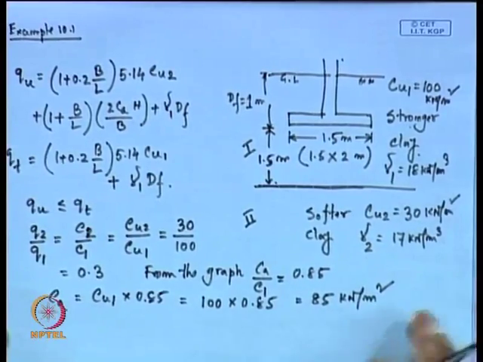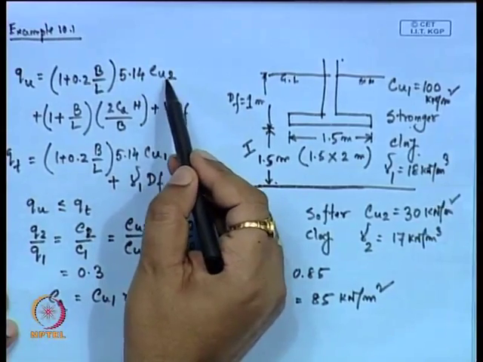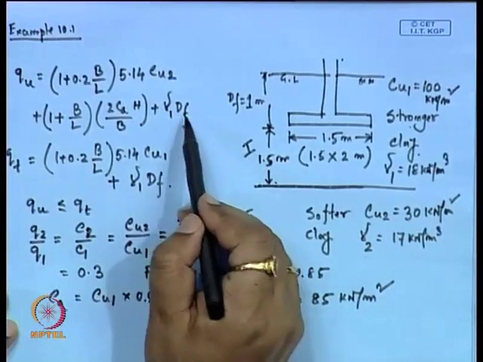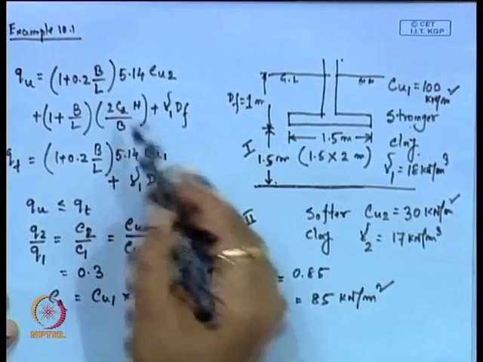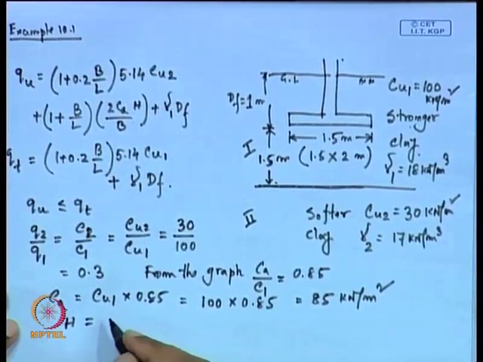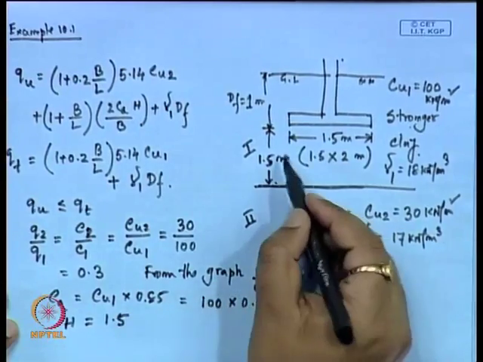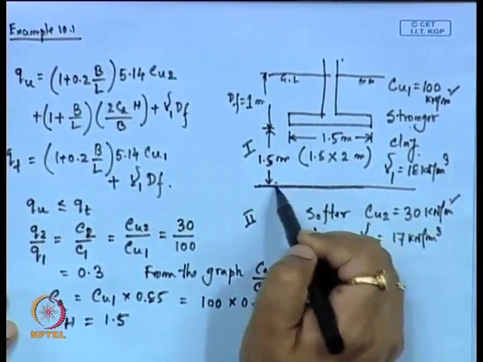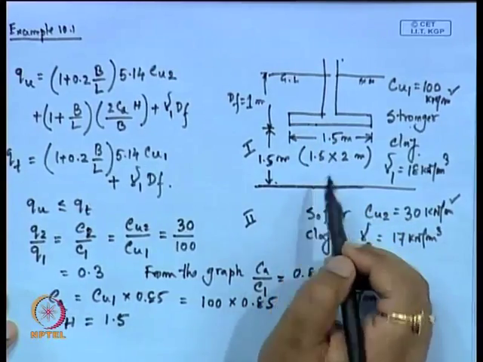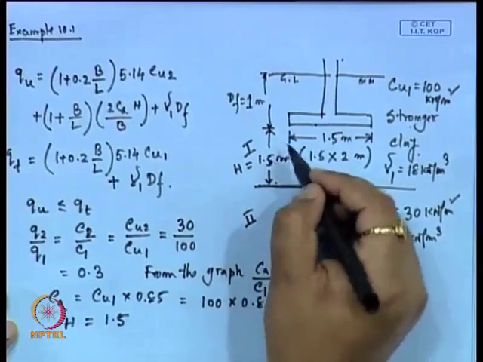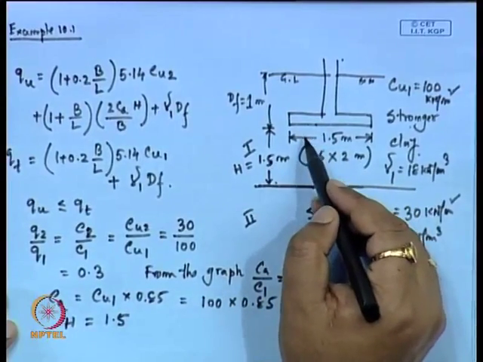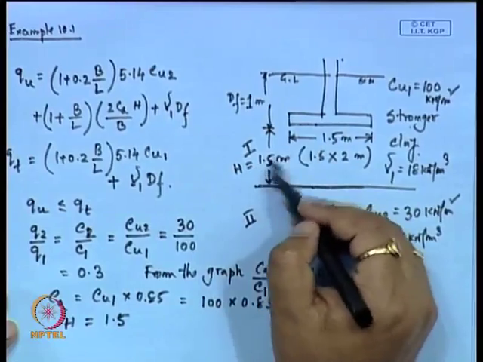Now, from this expression, we know Cu2 is 30, gamma 1 is 18 kilonewton per meter cube, Df is 1 meter, and Ca you have calculated as 85, and the H value is equal to 1.5. This H value is basically the depth of the second layer, the starting point of the second layer from the base of the foundation. So in this case, H is equal to 1.5 meter, so the starting point of this second layer is 1.5 meter below the base of the foundation.